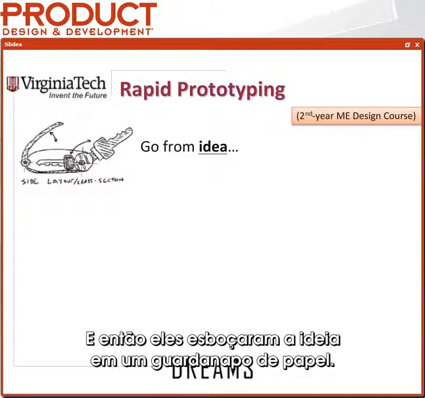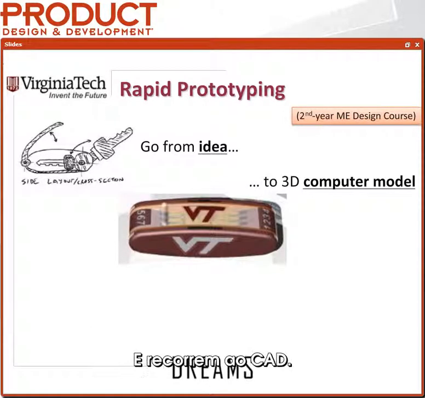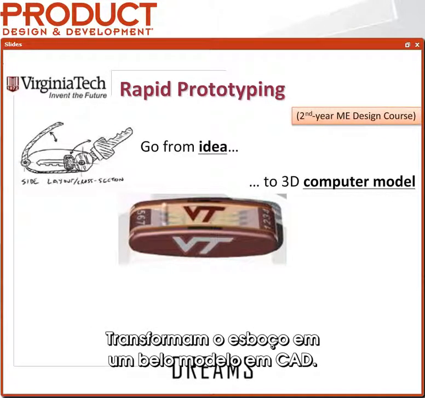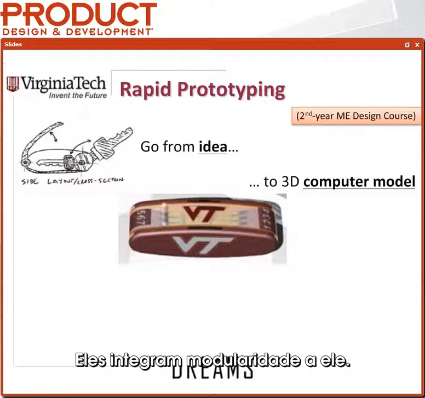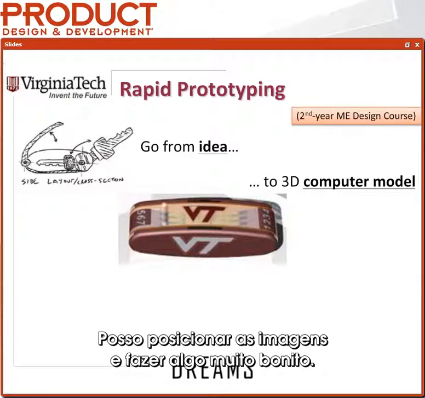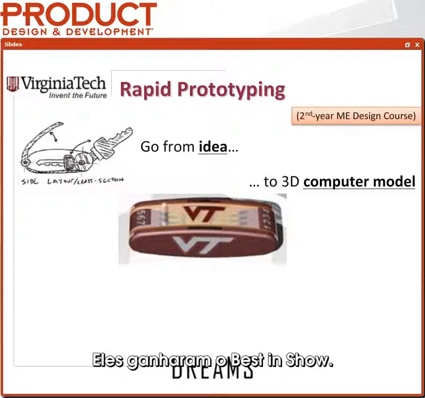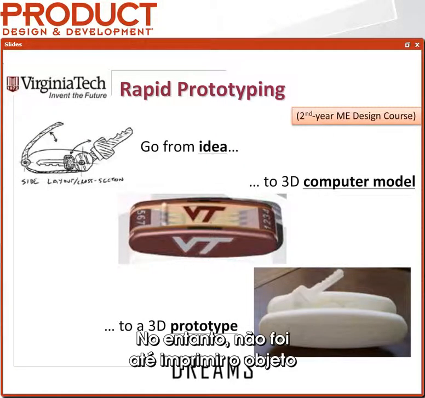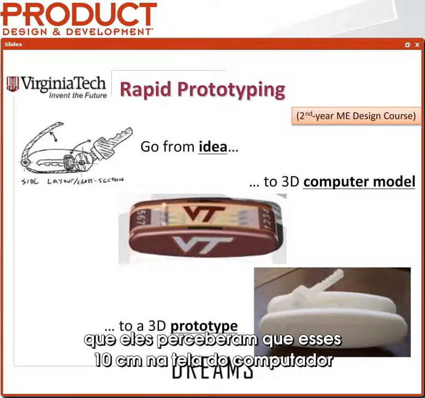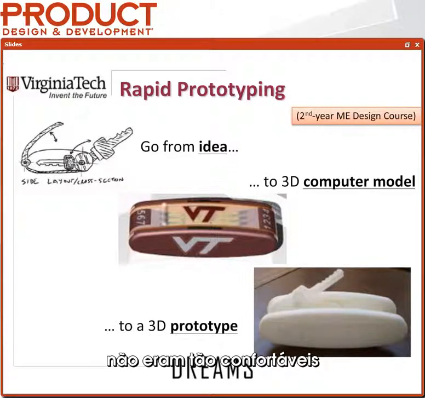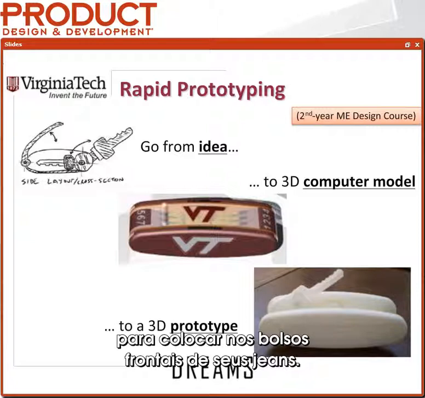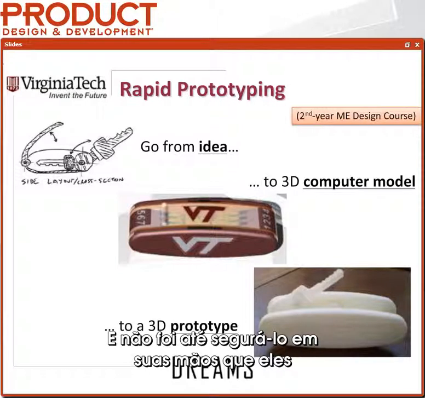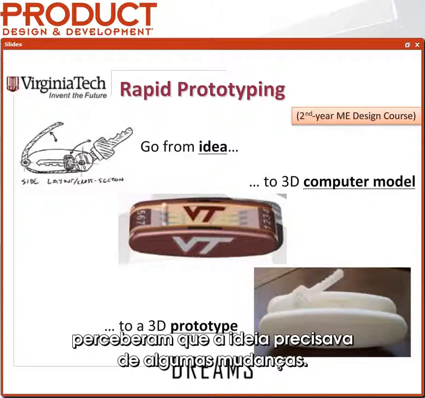So they had this napkin sketch idea. They go to CAD. They make this a beautiful CAD model. They design modularity into it. I can snap on images and make it a beautiful thing. They won Best in Show, and as a result, they got to print their object. And it wasn't until they printed their object that they realized that this 4 inches that was on the computer screen that they measured actually wasn't so comfortable to stick in their front jeans pocket. And it wasn't until they actually held it in their hands that they realized, hey, this needs some redesign.